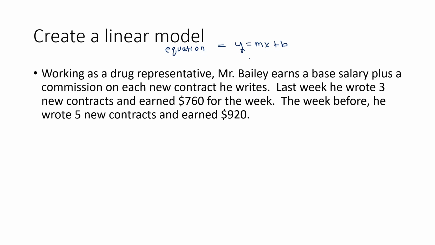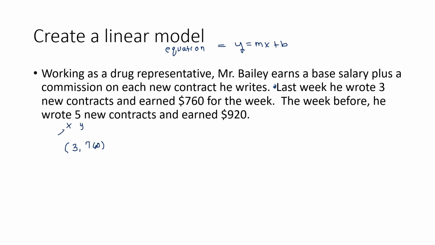So I see each week he has a pair of ordered pairs, and where I see the sentence starting with last week, I see that he wrote 3 contracts and had income of $760. Now I know ordered pairs have an order to them, so X and Y.